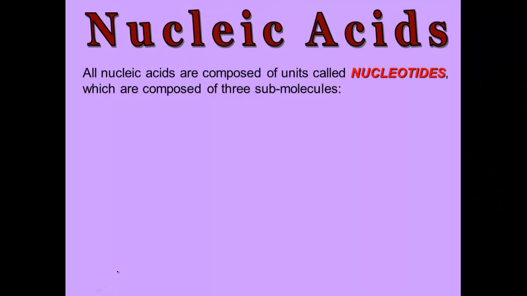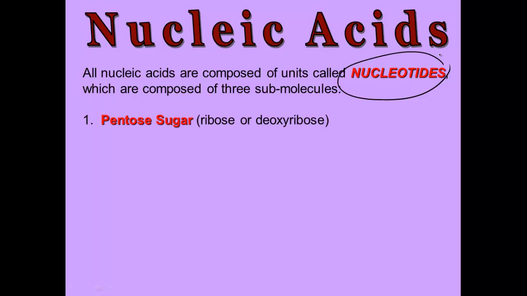So nucleic acids are composed of nucleotides, and you'll need to understand how a nucleotide is put together. There are three parts to a nucleotide. The first part is a pentose sugar. Pentose just means that it's five-sided, so it's a sugar that looks almost like a house. And if it's in RNA, then it's a ribose sugar. If it's in DNA, it's a deoxyribose sugar.